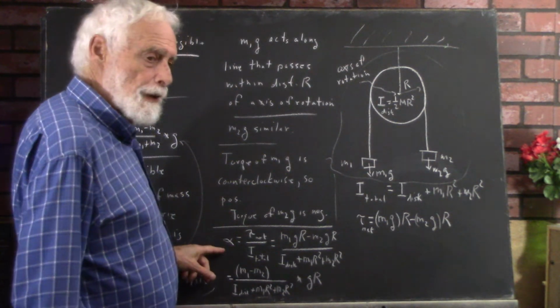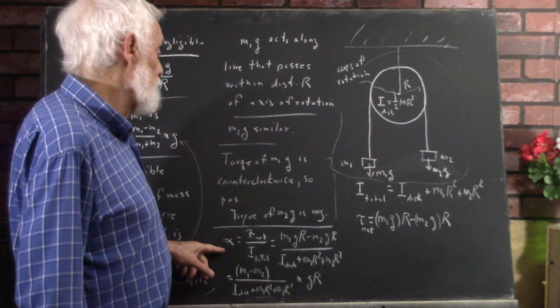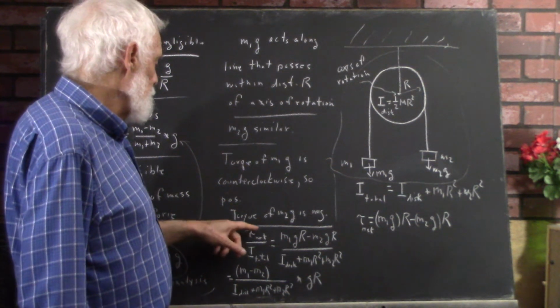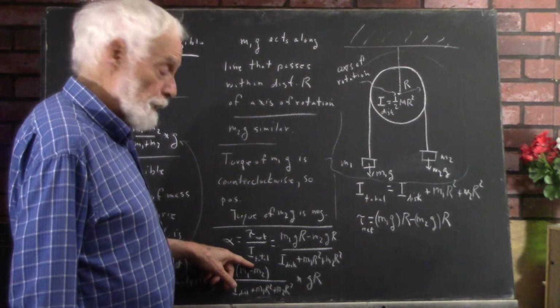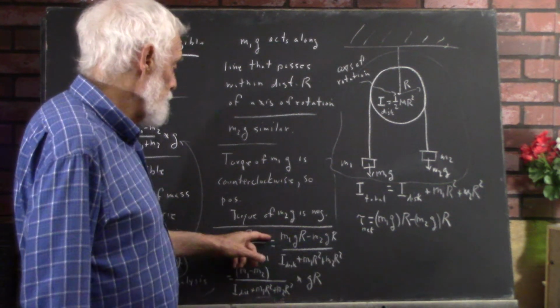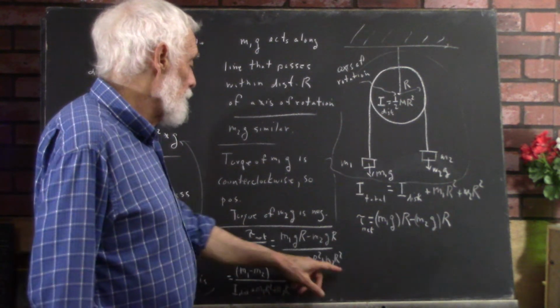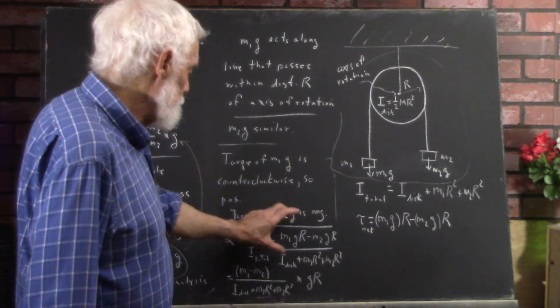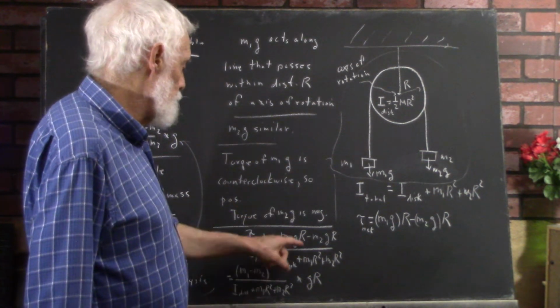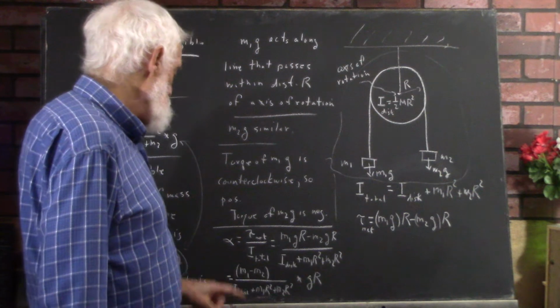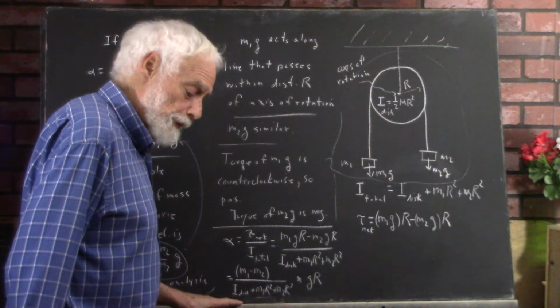We then find that the angular acceleration is equal to the net torque divided by the moment of inertia, which we know. And here's your net torque, and here's the moment of inertia. And we just rearrange this slightly. We factor a gr out of the numerator, and we end up with this expression.